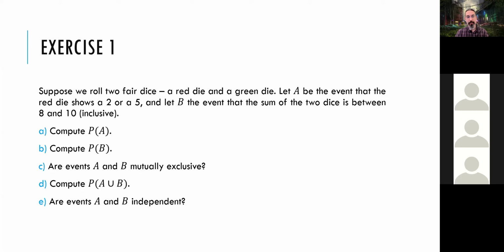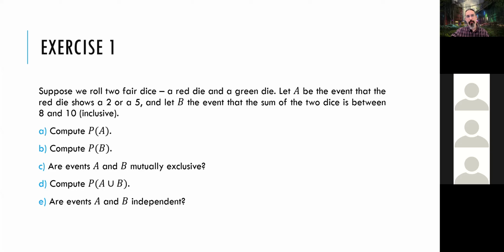Compute B. Now, the probability of B is a bit more complex because we need to find the probability of all the sums of 2 dice. This can be done like this. For example, to get a sum of 12, you need to roll 2 6s, which is 1 over 36. To get a sum of 11, you need to roll a 5 and a 6, which can be rolled in 2 different ways, 6, 5, or 5, 6. So this probability is 2 over 36. And this goes on like this.